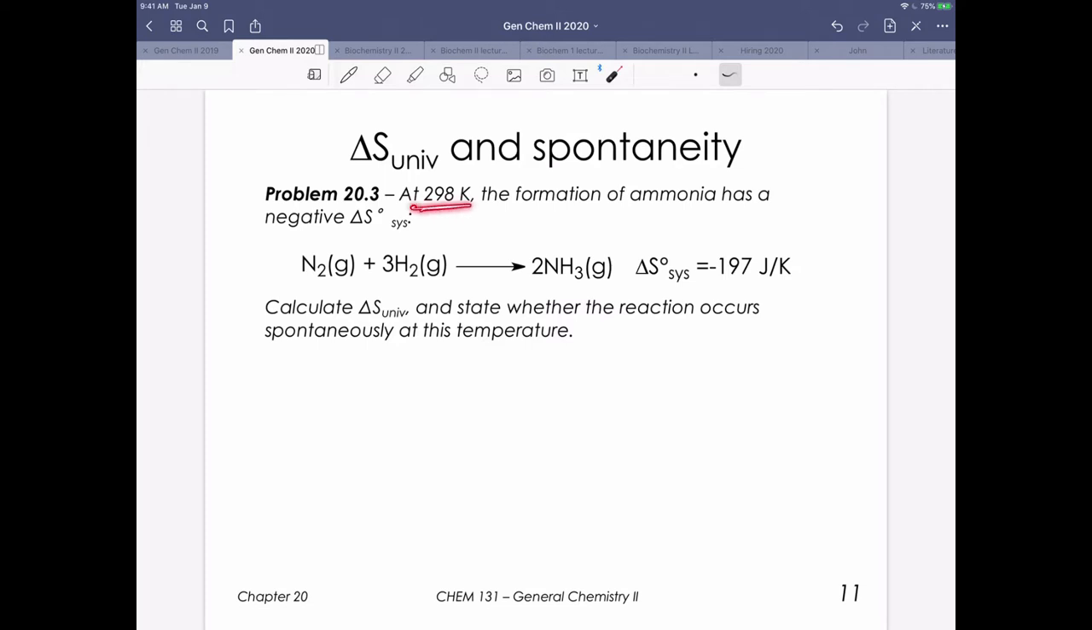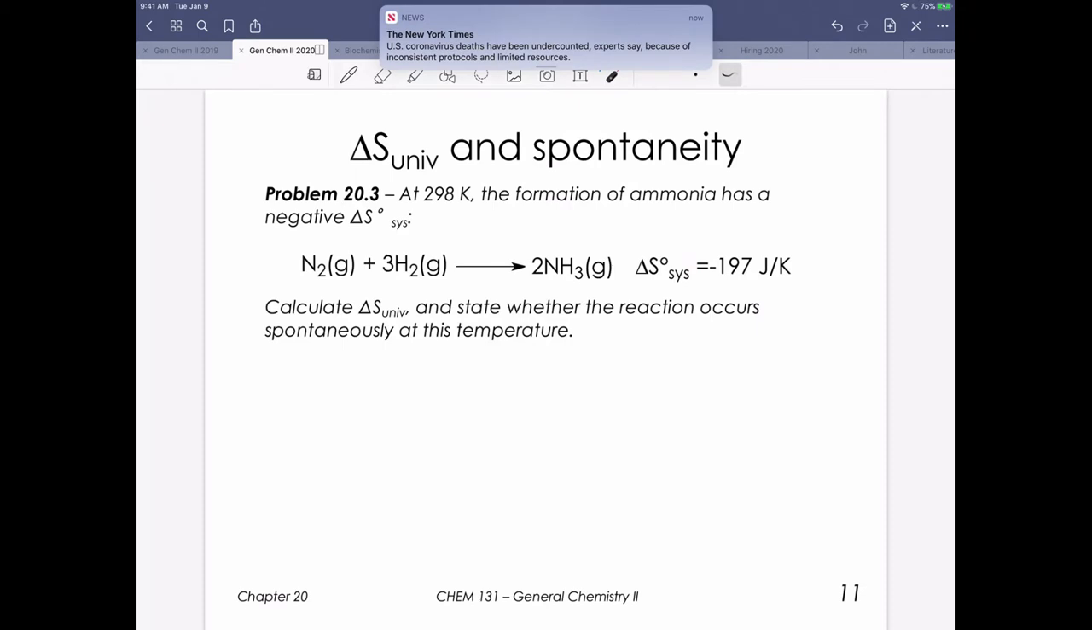Okay, so they tell us that at 298 K, the formation of ammonia has a negative delta S of the system. So again, they tell us what the delta S of the system is. This is the entropy of that system, and it's negative, so that means it's unfavorable. Okay, so again, they want us to calculate delta S of the universe.